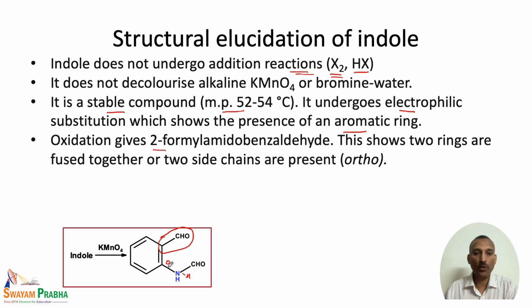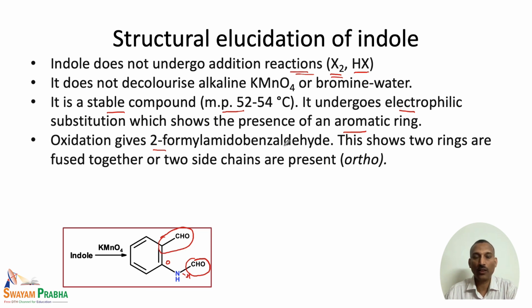If this amido derivative is not present, this is basically the benzaldehyde derivative. So in the ortho position, this formyl amido derivative is present. That's the reason we name this compound a 2-formyl amidobenzaldehyde derivative, where the formyl name is given for this particular aldehydic group. From this, what we can deduce is there should be 2 rings, or maybe more rings.